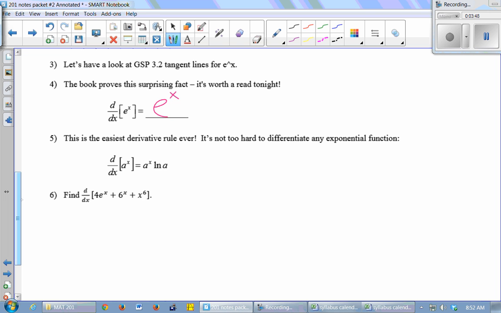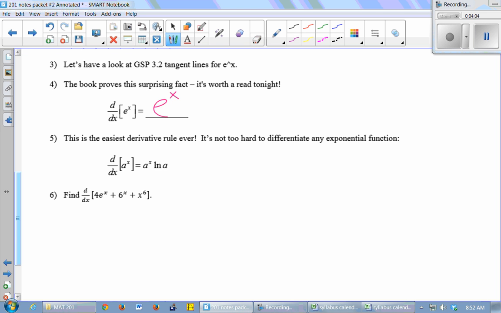It's not too hard to differentiate an exponential function that has a base other than e. If you want to take the derivative of a to the x, it's just a to the x times the ln of a, the ln of the base. Okay, so that's for any base, including e.